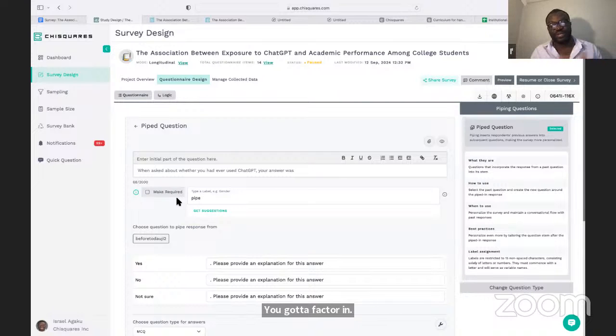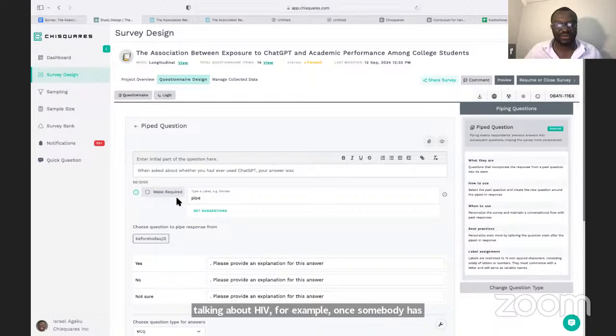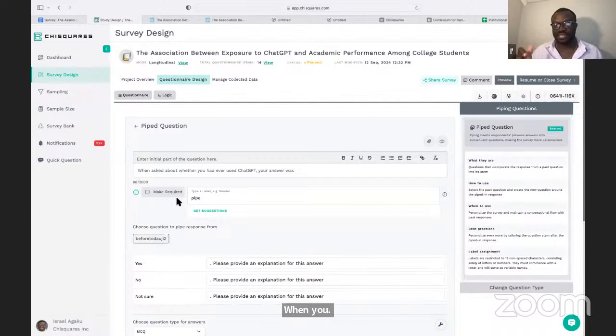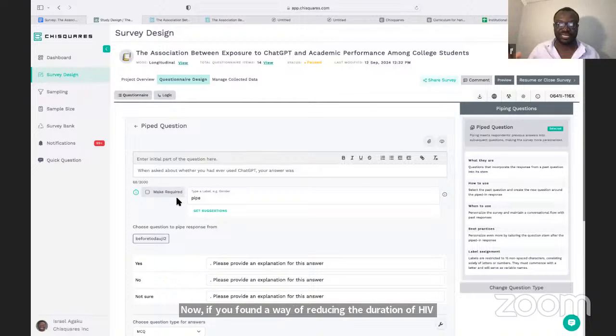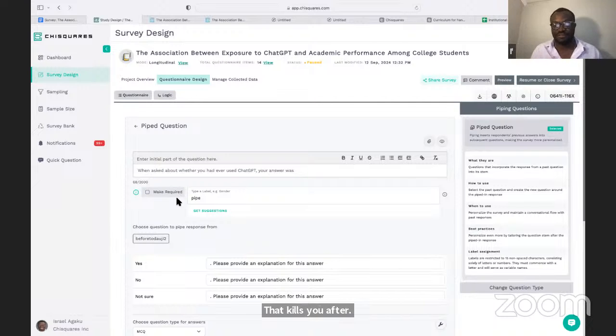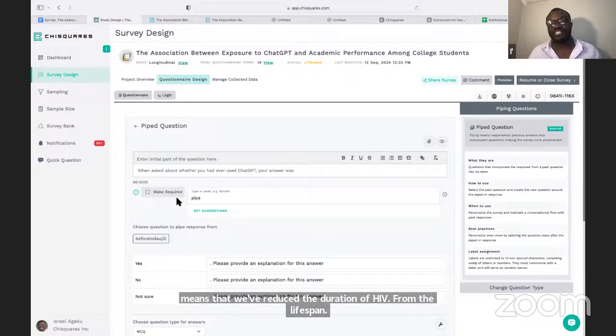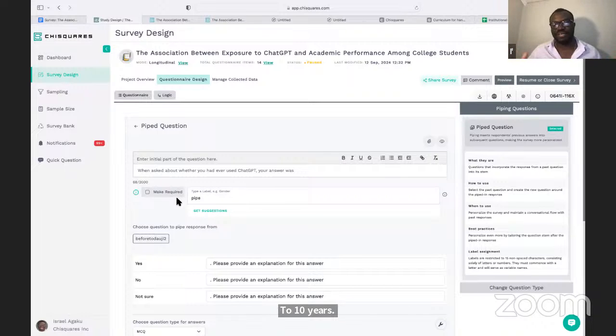If we're talking about HIV, for example, once somebody has it, they will always be counted in the prevalence for as long as they live, right? So if you found a way of reducing the duration of HIV, let's say this magical pill comes that cures you after 10 years, that means that we've reduced the duration of HIV from the lifespan to 10 years. So the prevalence of HIV will start reducing, because we have reduced the duration of the condition, right?